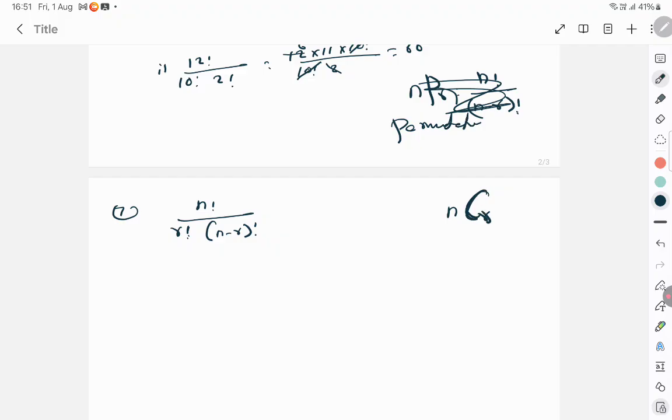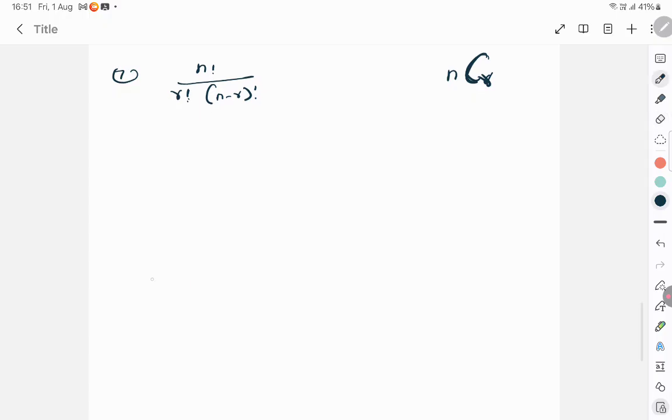This means it's combination. Okay, I'll tell you the basic difference between permutation and combination. In permutation, generally the order does matter. For example, 12 is different from 21. 1-2 is different from 2-1. So the order does matter in a permutation.